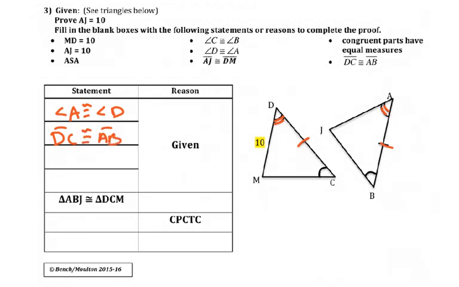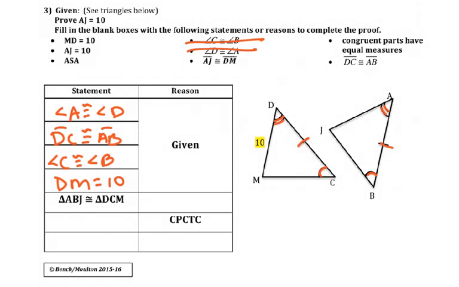That's given. I can see that angle C and angle B are congruent. That's given. And I also know that DM is equal to 10. Those are my givens. Okay, so looking up at my choices, let's see what I've got here. C and B, got that one. A and D, got that one.